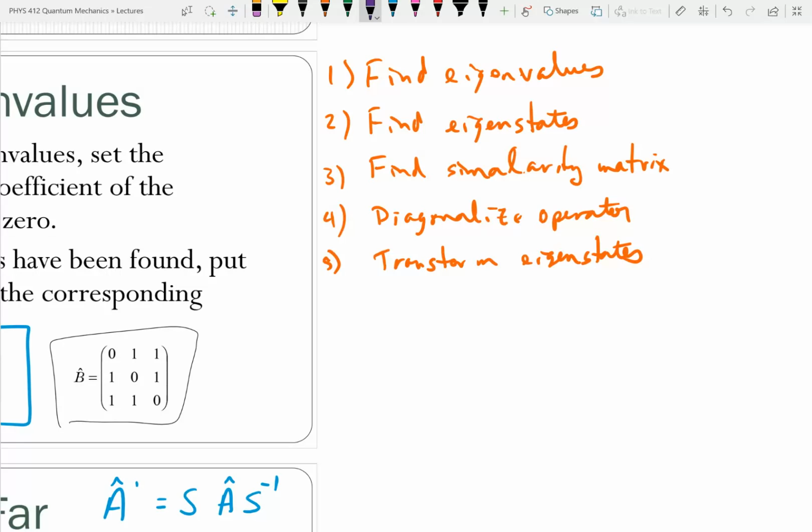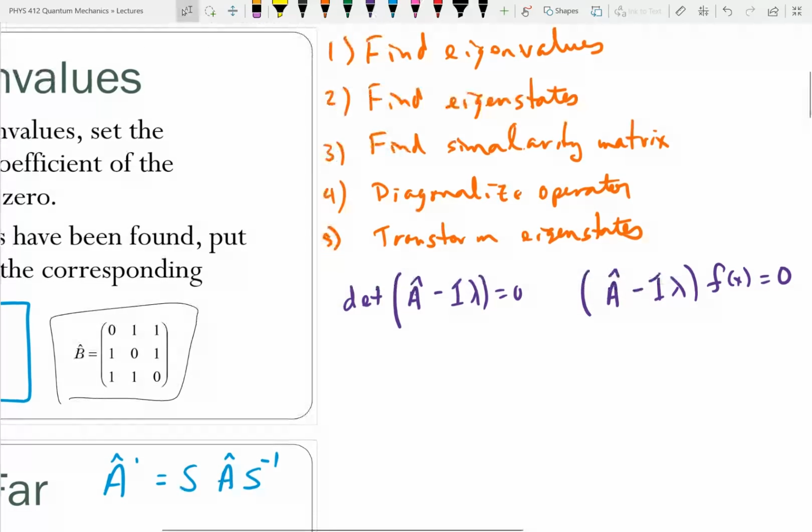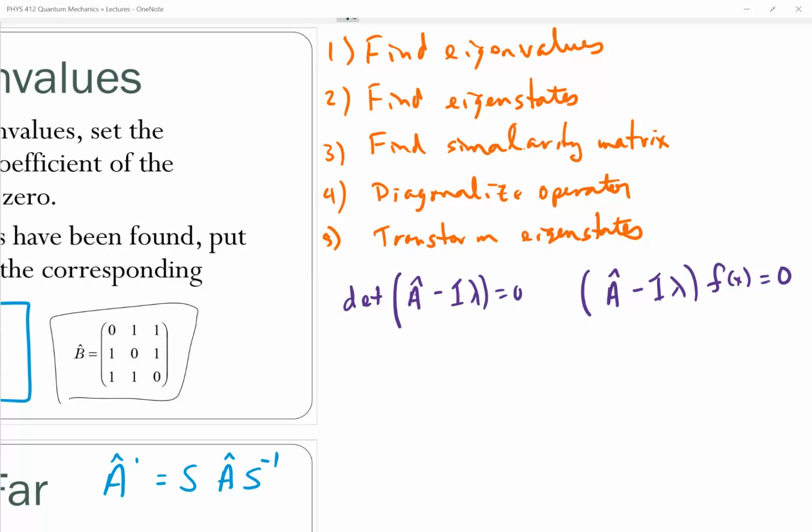Well, we use the characteristic equation, is what it's called. Was it operator times... That's what you're talking about? Yeah, that's the characteristic equation. And that is only true if it's only true if that's true. So we do the determinant test to find the eigenvalues.